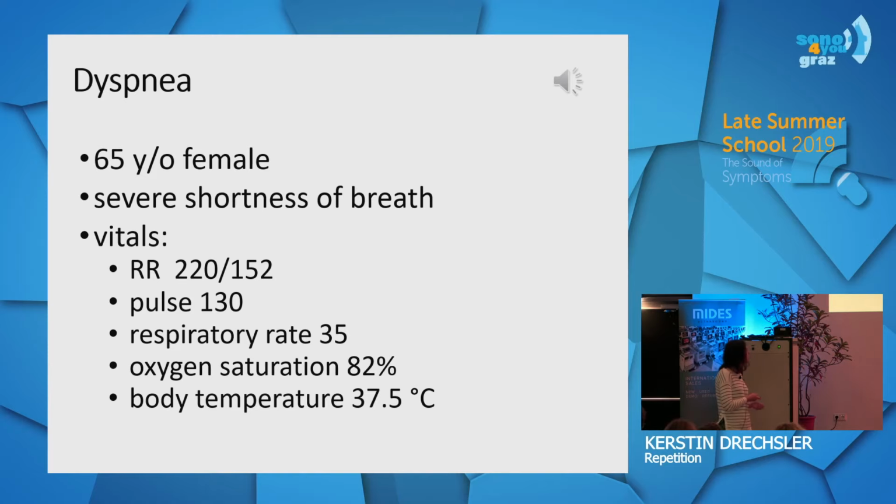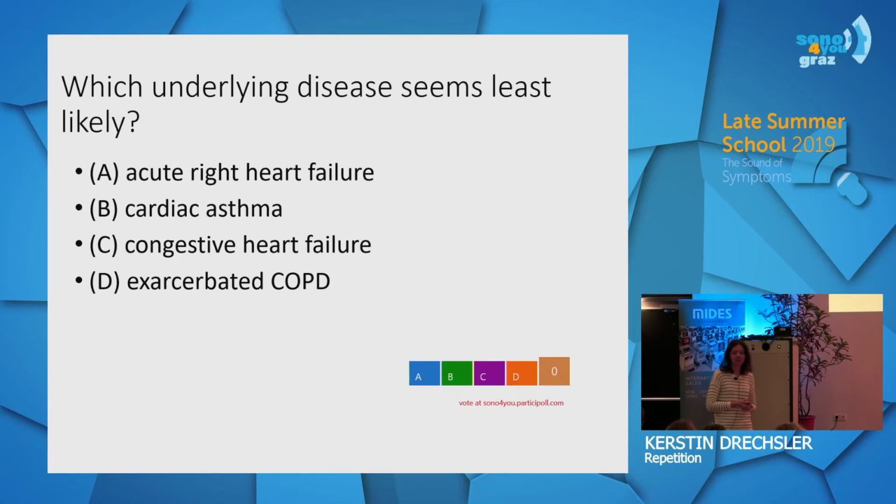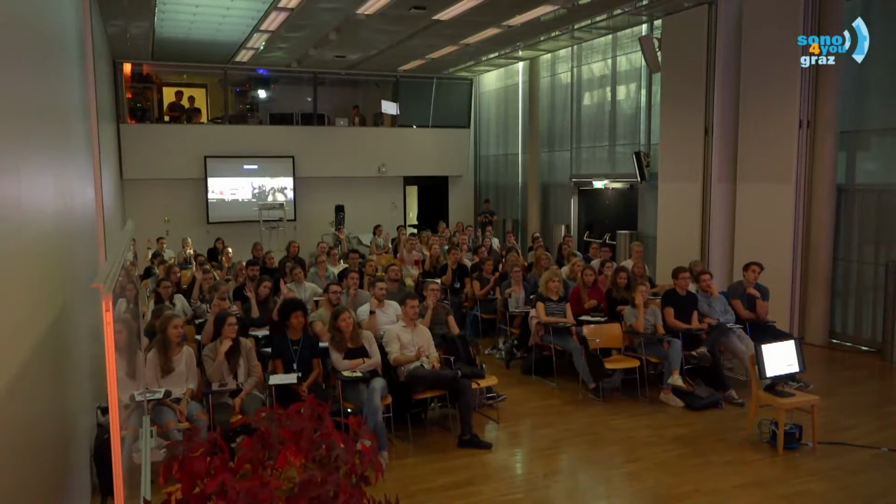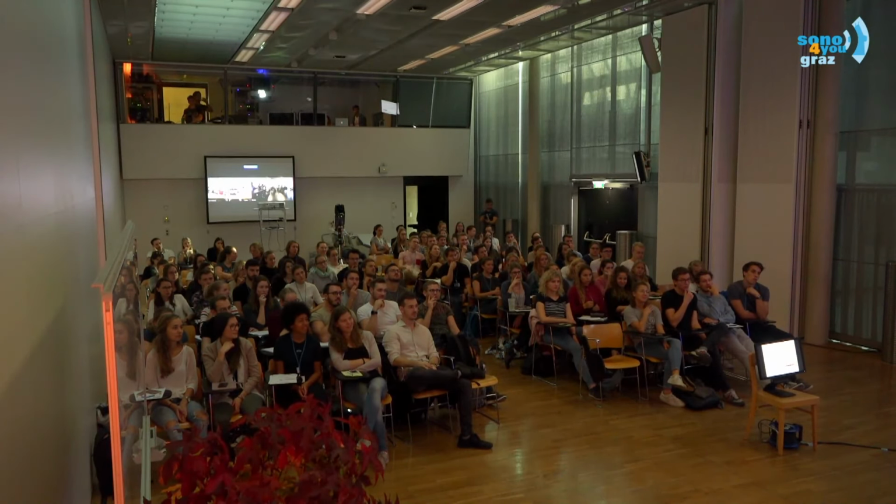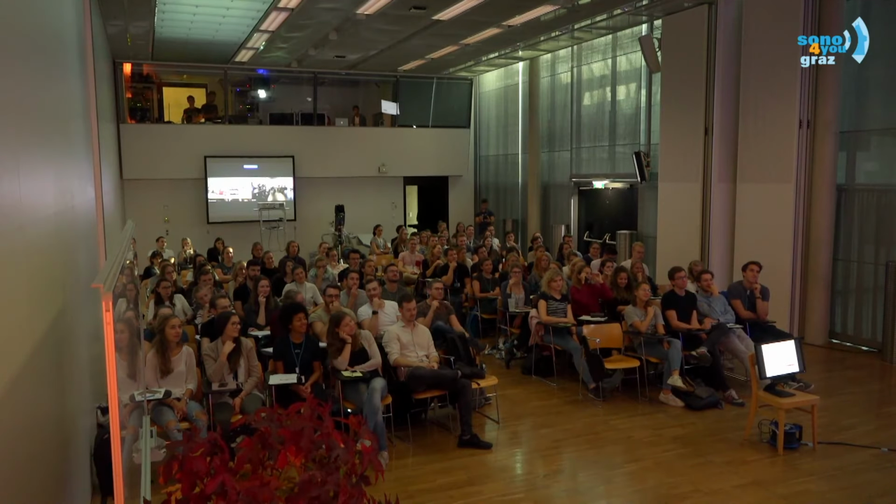So by taking the clinical history and by doing a thorough examination of the patient, you already have some diagnoses in mind. But you can already exclude some diagnoses as well, and that's what we are going to do at the moment. So can we exclude acute right heart failure, cardiac asthma? Can we exclude congestive heart failure or an exacerbated chronic obstructive pulmonary disease? Who votes for A? Who B? C? And D. Okay, the only thing we can actually exclude is A. Nobody voted for A. That's quite interesting.